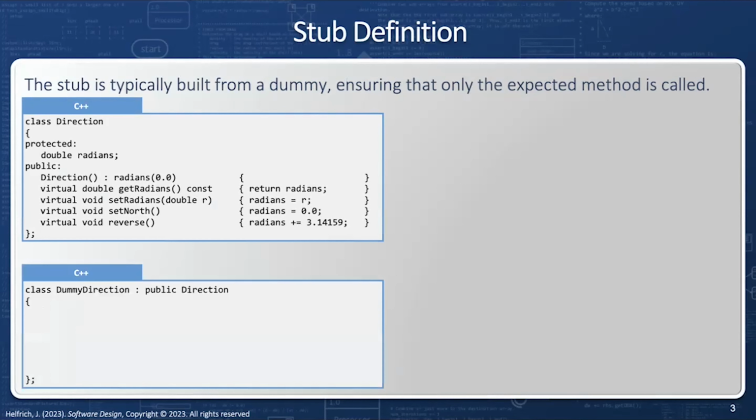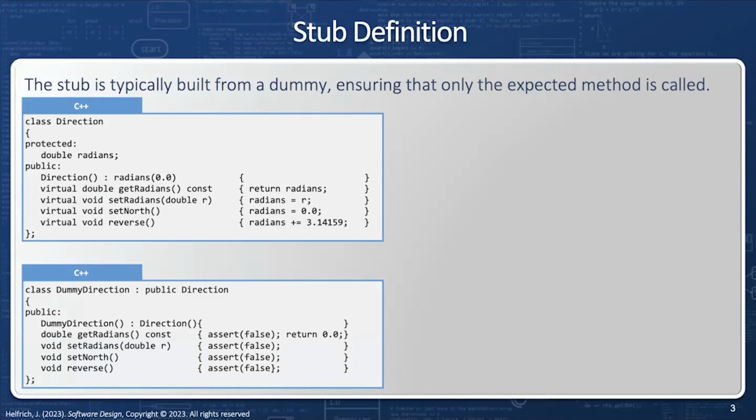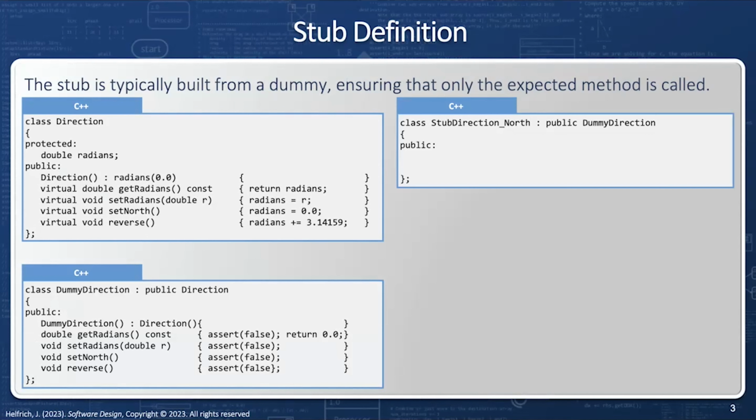And then I'm going to create a dummy from direction, and it's going to inherit off direction, and it's going to have a default constructor, and everything else is going to assert false to make sure nothing gets called. So here's the trick. I want to create a stub from the dummy direction. And this one is going to be for the test case north. So I'm going to return the direction always north.